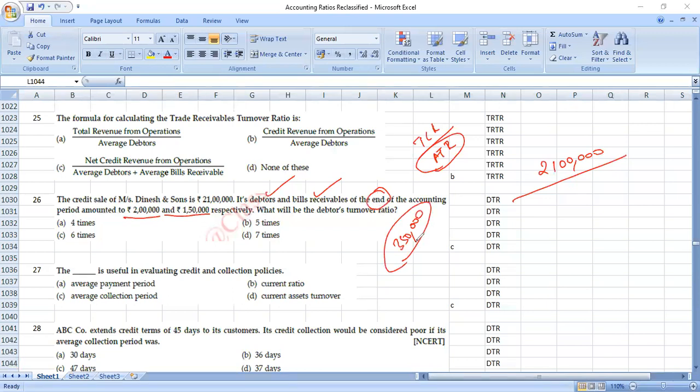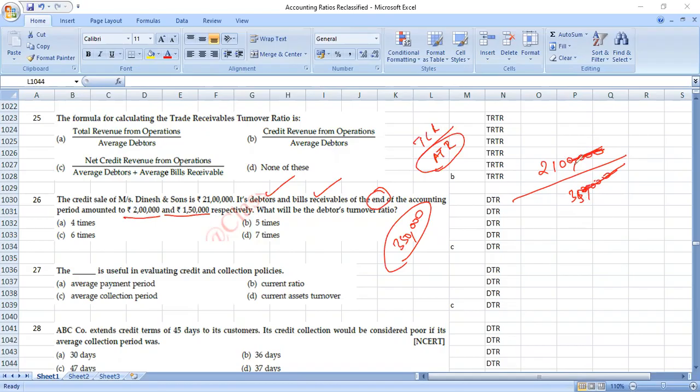Here the opening is not given. When the opening is not given, you are supposed to ignore it and just write what is given. You're not supposed to find the average. You're supposed to find the closing. You're not supposed to divide the closing by 2. You're supposed to take the closing as the average. So 21 lakh total revenue from operation divided by closing trade receivables, which is 3,50,000.